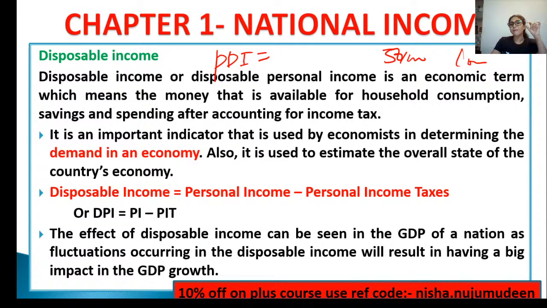And now there is a lot of impact on this, because the effect of disposable income can be seen in the GDP of a nation. Fluctuations occurring in the disposable income will have a big impact on the entire gross domestic product growth of a country. Clear?